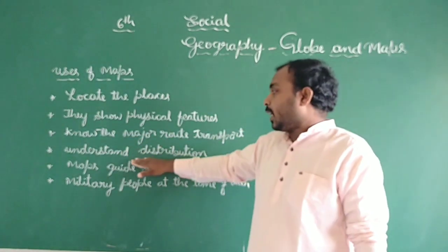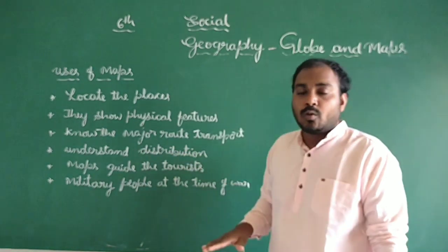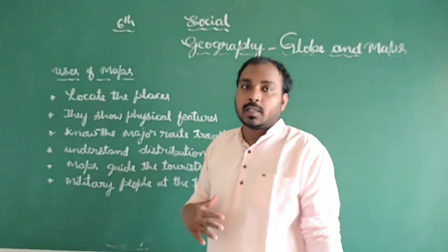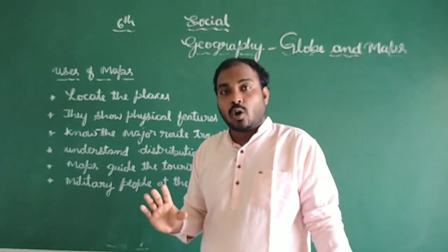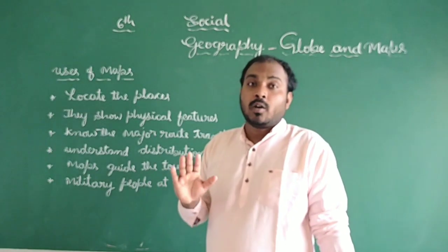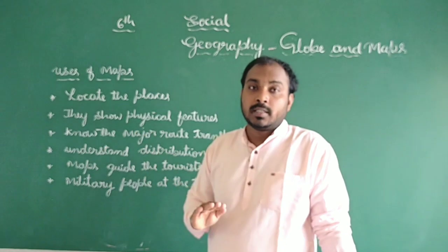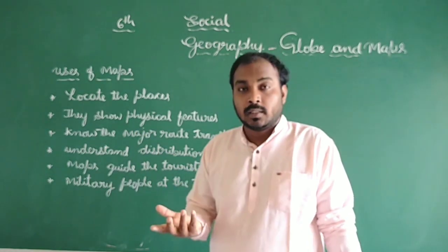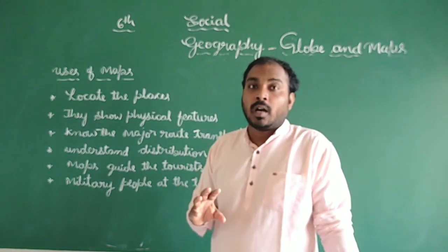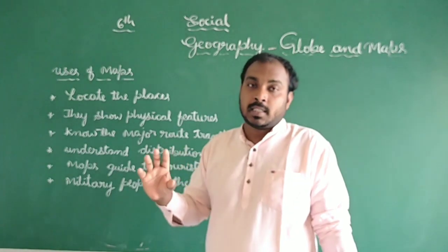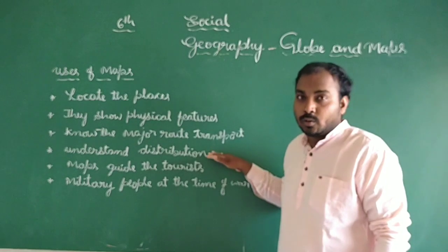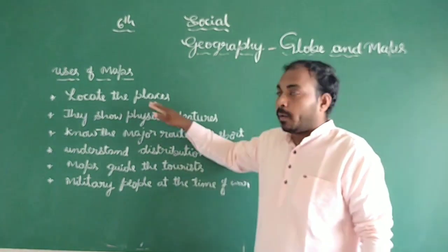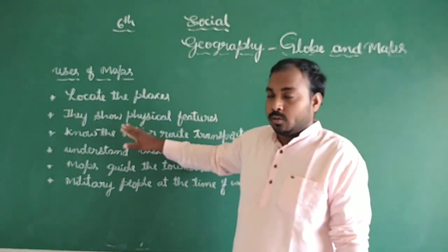The next one is to understand the distribution. Maps help us to understand the distribution of minerals and soil, where coal production is more, where we can get gold mines, and where we can get steel industries. This is the distribution of minerals and resources. These maps help us to understand it.